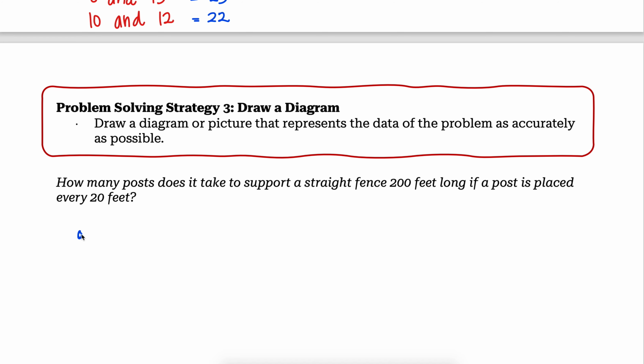So I'm going to let my dots represent the posts. So it says there is a post every 20 feet. So here's my post, then 20 feet, there's another post. 20 feet, there's another post. 20 feet, there's another post. And you can just continue with this. Hopefully I leave myself enough room until you've gone the full 200 feet. So 1, 2, 3, 4, 5. So I'm halfway there.